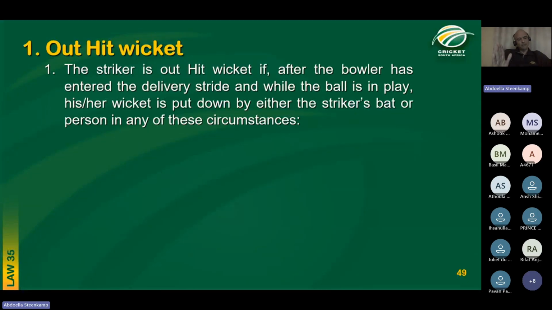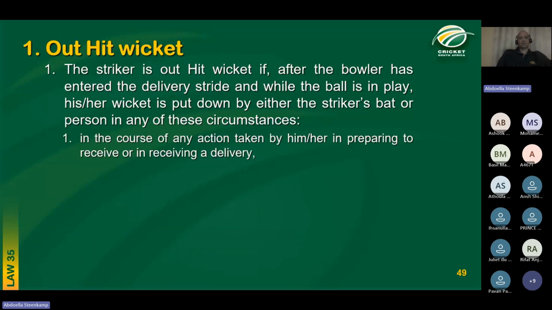So what happens if the striker puts the wicket down before the bowler enters the delivery stride? Just hang on, I'll give you that answer in the next slide. But for now, what I want you to take away from this is when the window period for hit wicket opens. And it opens only once the bowler enters the delivery stride. So now the bowler has entered the delivery stride, a striker can be out hit wicket in the following circumstances.